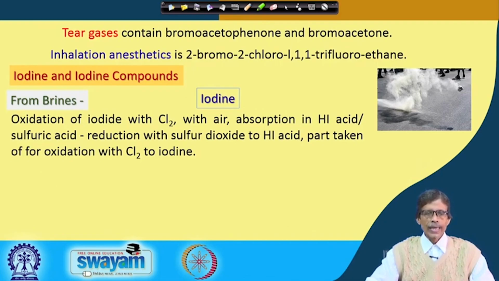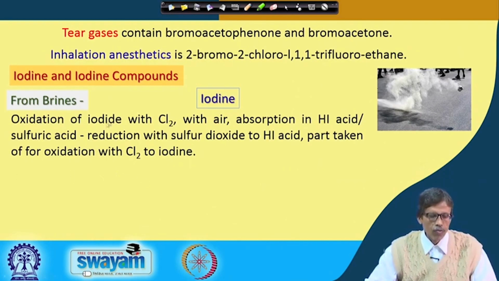So what do we do basically? You have to have a supply of chlorine gas, as we have seen earlier how we can make chlorine gas. So you have a supply of chlorine in cylinders or a regular supply of chlorine. So the oxidation of iodide will be done with chlorine, with air, and absorption in HI, hydroiodic acid, and sulfuric acid. Then the reduction with sulfur dioxide to hydroiodic acid, and part is then taken for oxidation with chlorine to iodine. So it is not very complicated.